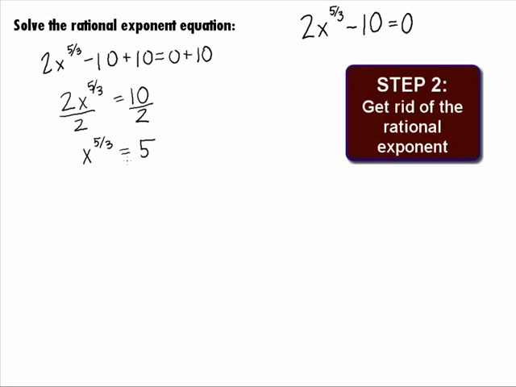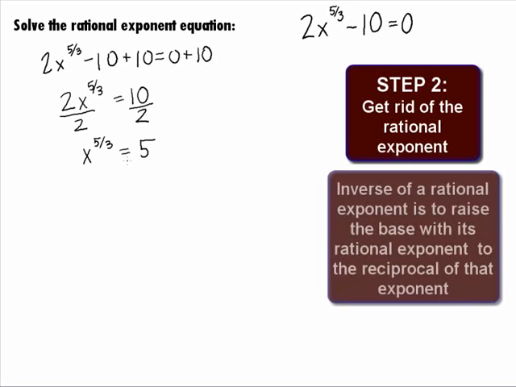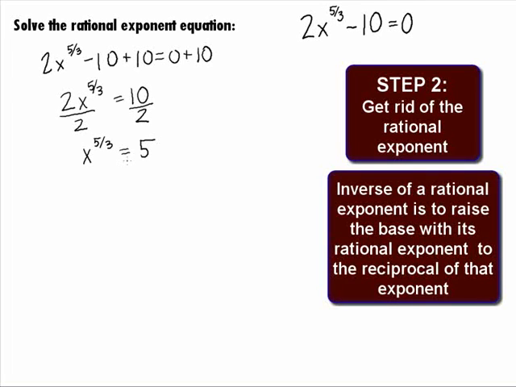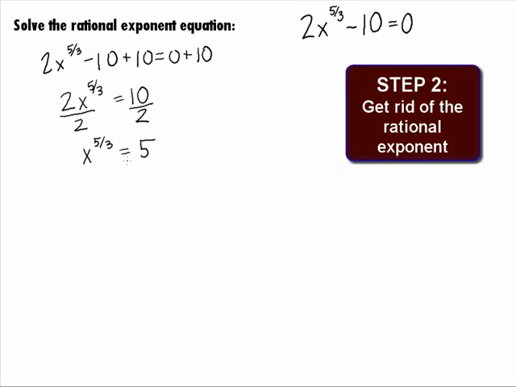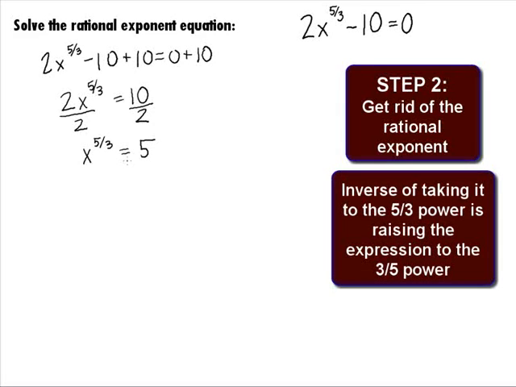In step 2, we want to get rid of the rational exponent. In this problem, we have an exponent of 5 over 3 that we need to get rid of. The inverse operation to a rational exponent is to raise the expression to the reciprocal of that exponent. This will get rid of the rational exponent and we will be left with just the base. So since we have a rational exponent of 5 over 3, we want to raise both sides to the reciprocal of this, which is 3 over 5.